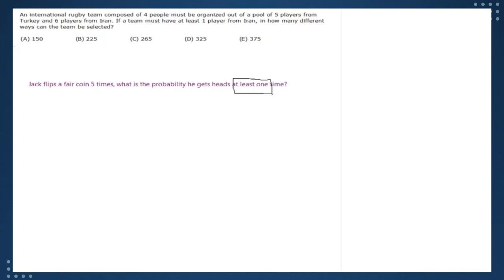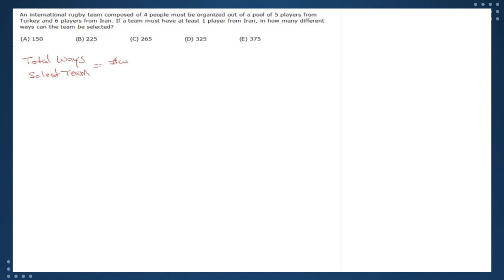And there's no reason why we can't do it in this problem too, because if you really think about what we're dealing with here, we can make a formula that says the total ways to select the team equal the number of ways of 0 Iranians plus the number of ways for 1 Iranian, at least 1, plus the number of ways for 2 Iranians, plus the number of ways with 3 Iranians, plus the number of ways, and I'm running out of room, for 4 Iranians.